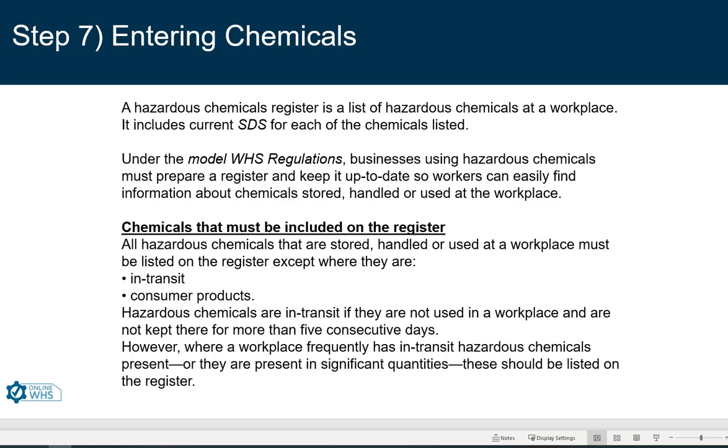Hazardous chemicals are in transit if they are not used in your workplace and not kept there for more than 5 consecutive days. However, where a workplace frequently has in-transit hazardous chemicals present, or they are present in significant quantities, these should be listed on your register.